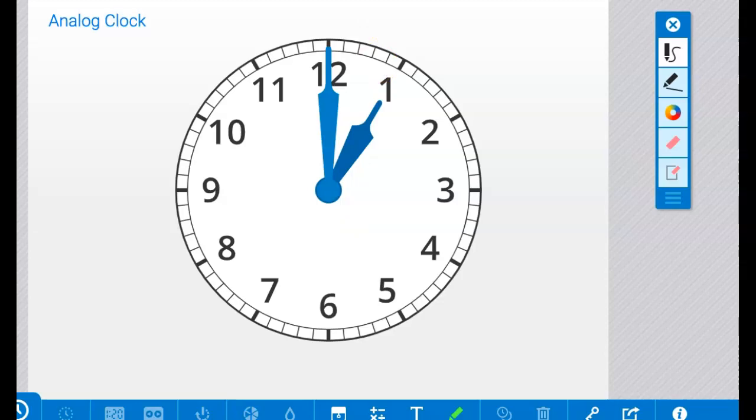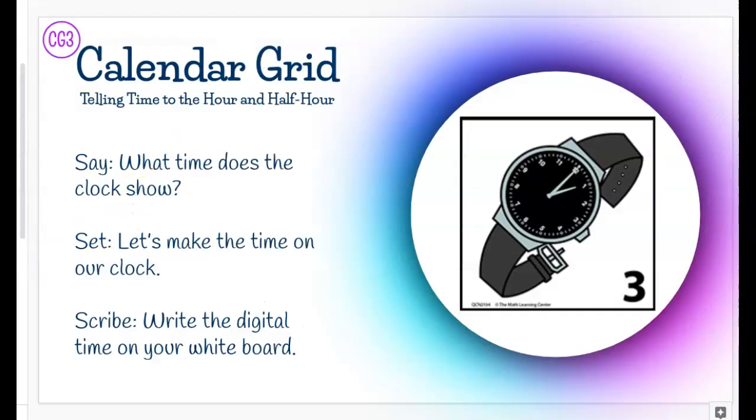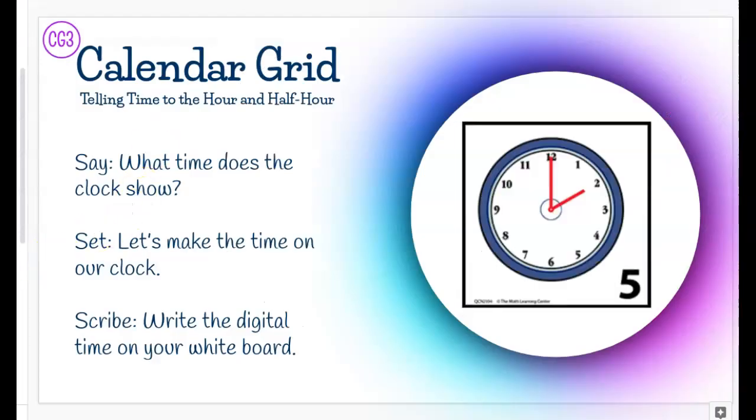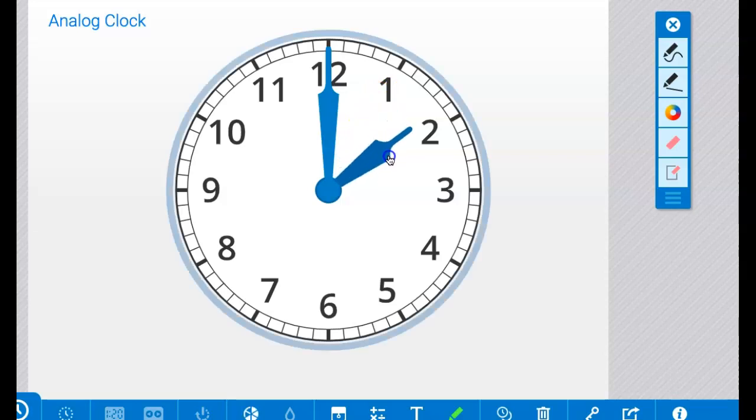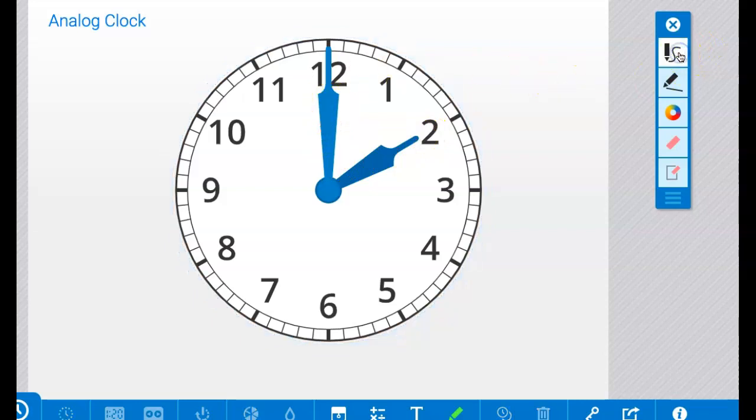Let's look at our next marker. What time does the clock show? Read it with me. It's 2 o'clock. Let's set our clocks. We're moving the hour hand to point directly at the 2 because we have 0 minutes in the hour. Write the time on your whiteboards.